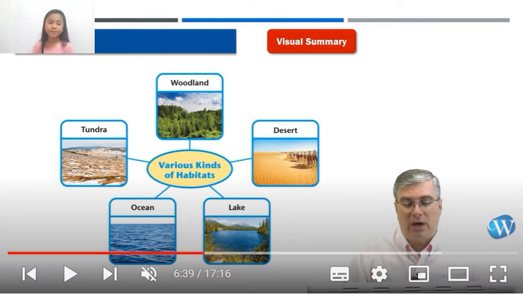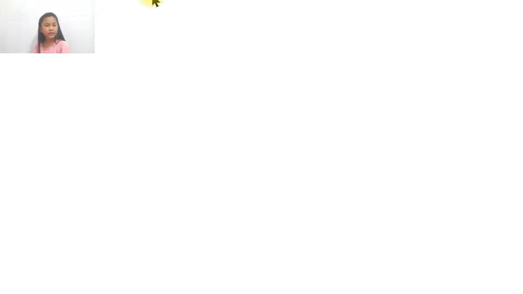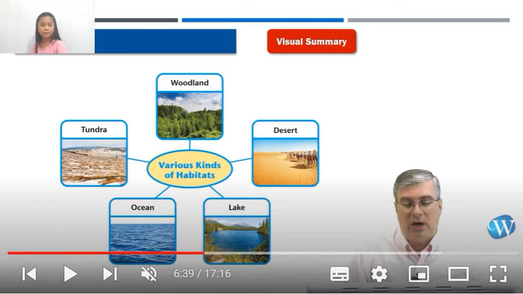Okay, well, various kinds of habitats. Here's just a perfect drawing for you. Let's come to our chart. First, we're going to explore tundra. Tundra. You remember, this is a place where it's very hot. There's no trees.